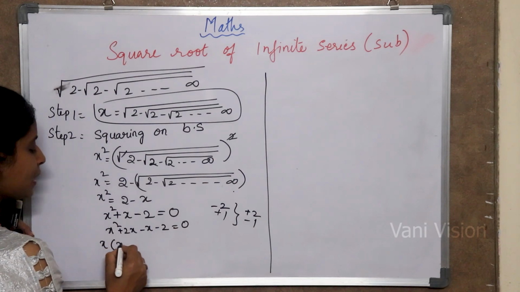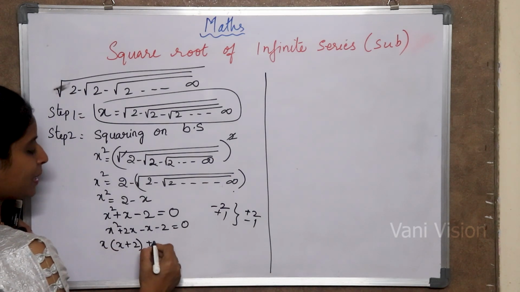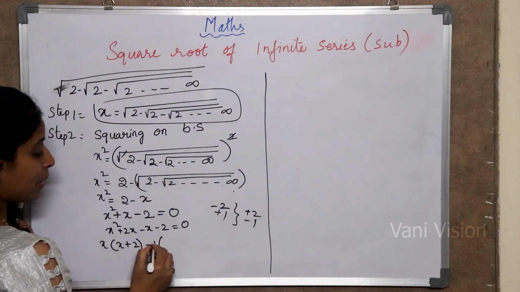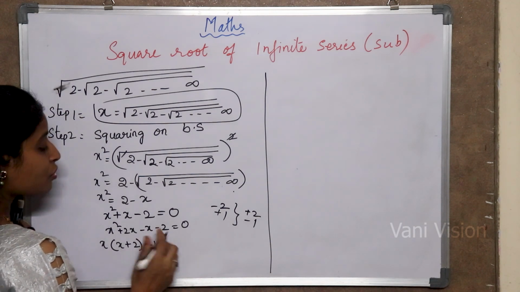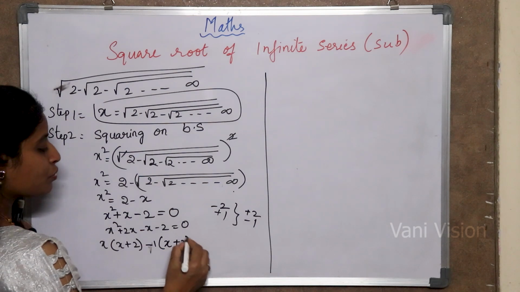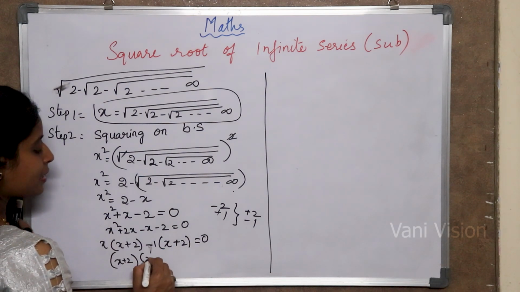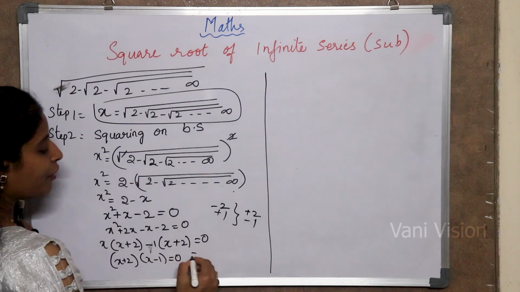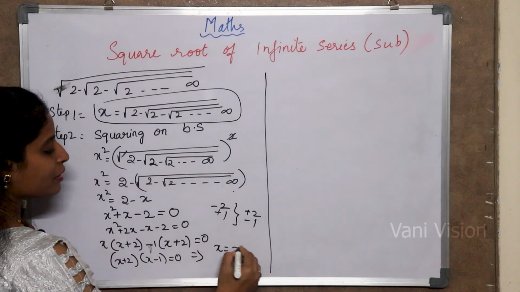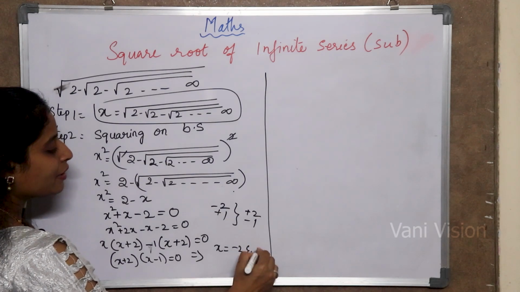Now x is common: x plus 2 plus 1, minus 1. Both are having minus, right? So minus 1, x plus 2 is equal to 0. x plus 2 is common in this, so x minus 1 is equal to 0. From this, we'll get x equals minus 2 and 1.